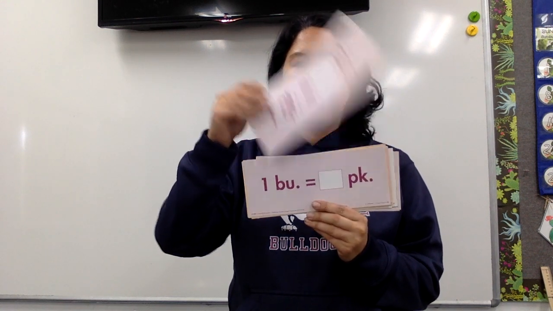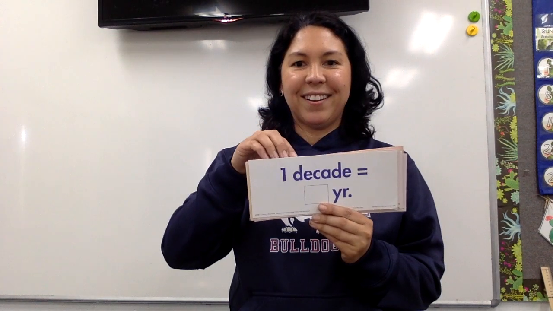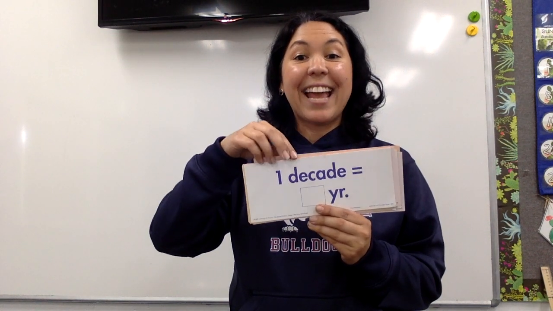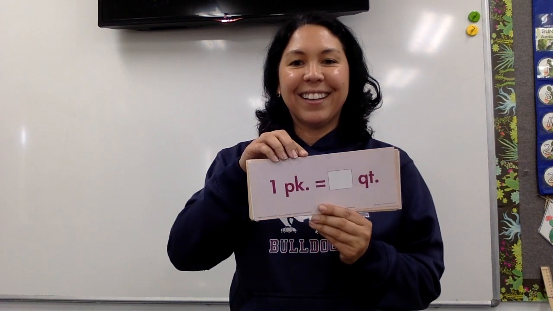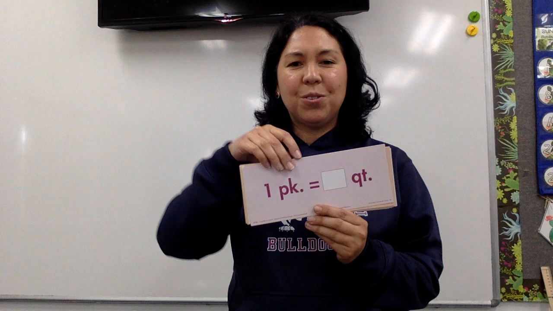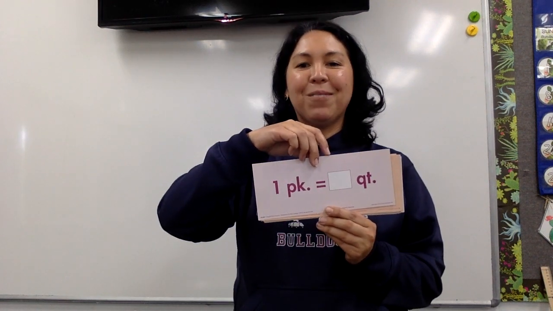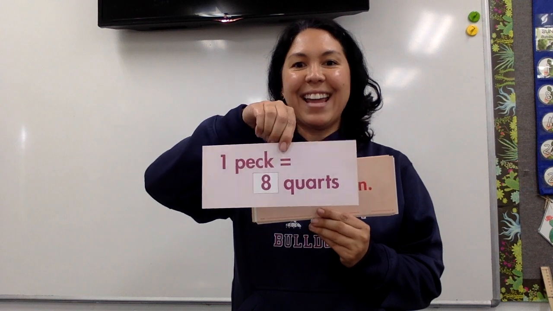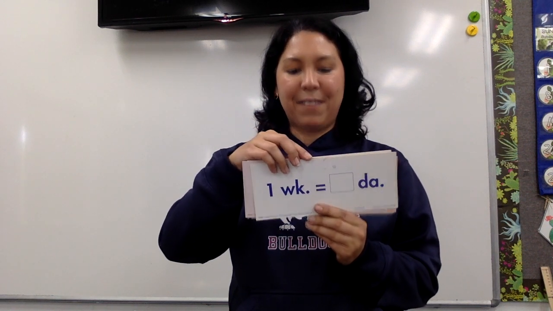4 pecks in a bushel. 2 pints in a quart. 10 years in a decade. 12 inches in a foot. 1 peck, oh, that's a peck. I was thinking pint for a second. 1 peck equals how many quarts? 8. Days in a week? 7. All right, that's getting us all the way around.